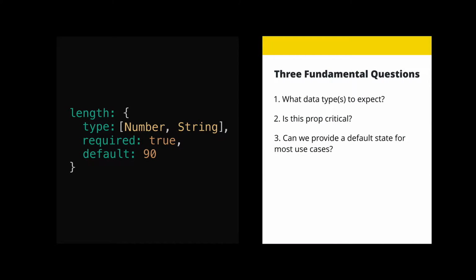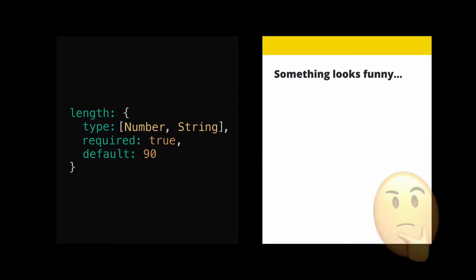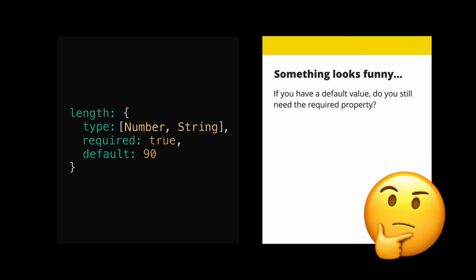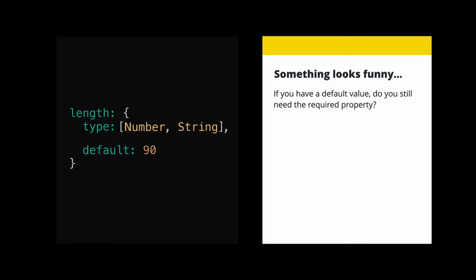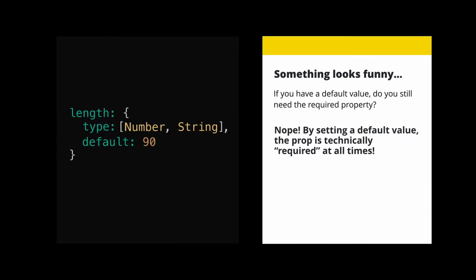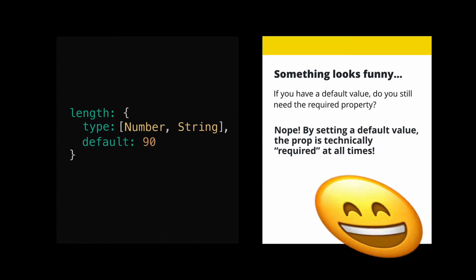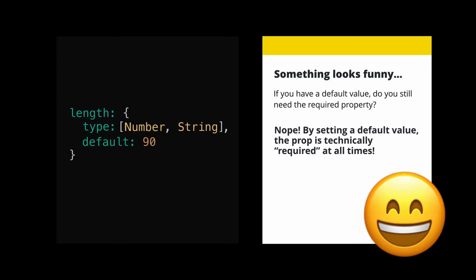However, you might be thinking to yourself, something looks funny. If you have a default value, is it really still necessary to have the required property? And the answer is nope. By setting a default value, the prop is already technically required at all times, except now you have a default value to always fall back on. And you only need to pass the prop if you want to override it. So we don't need the required prop anymore since there's a default value. And as developers, we're really happy because that's one less line of code we need to worry about.